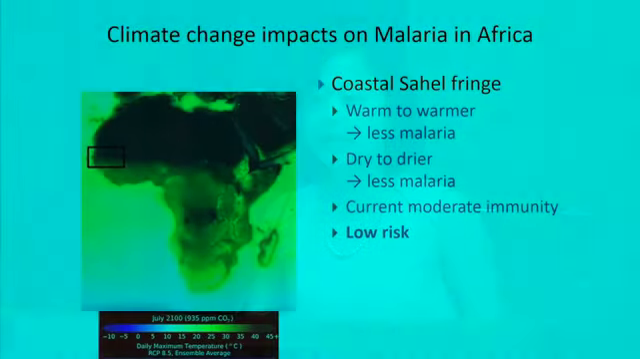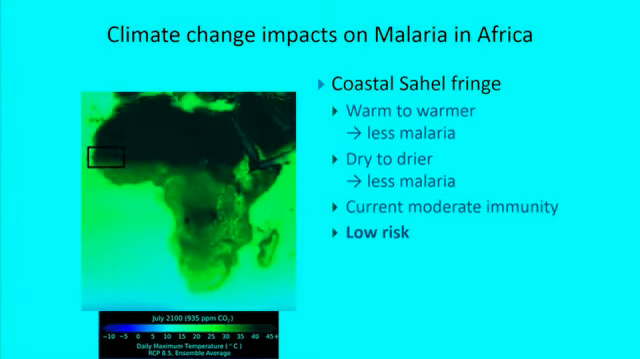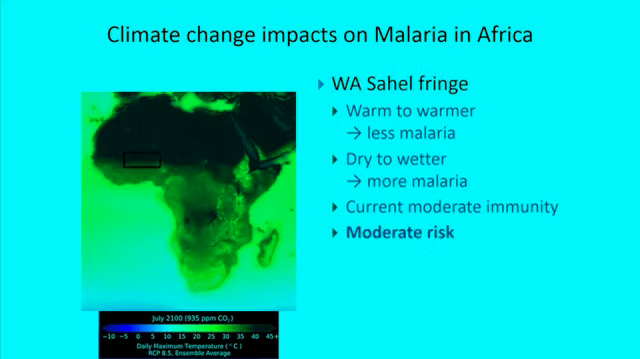Over the coastal Sahel fringe, the future climate is likely to be warmer and drier. Unlike the Ethiopian highland, the warmer climate leads to lower transmission potential because the temperature here is already close to the optimum temperature for malaria transmission. Furthermore, drier climate leads to lower transmission potential too, so the overall risk of malaria will be low for this field. Over the Sahel fringe in West Africa, the climate impact is mixed.